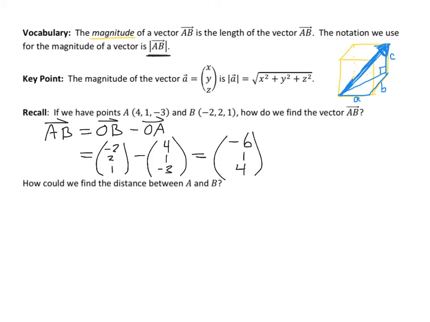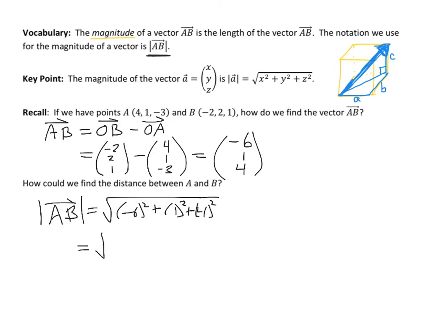So now as a follow-up to that, how could we find the distance between the points A and B? Well, we could do that by just finding the magnitude of AB. The magnitude of AB would be the square root of negative 6 squared plus 1 squared plus 4 squared. That'd be the square root of 36 plus 1 plus 16, which is the square root of 53.